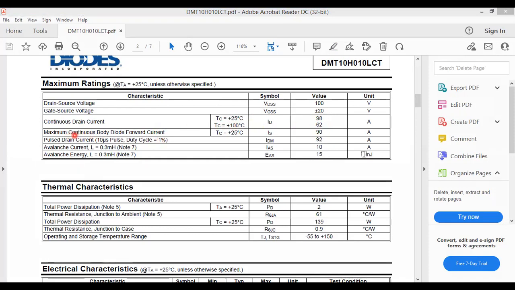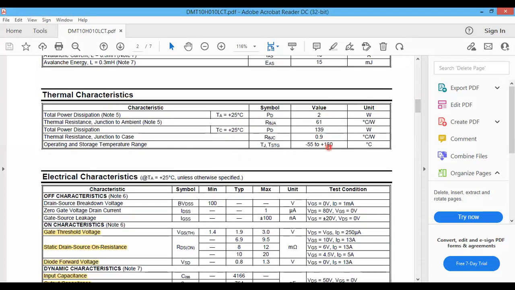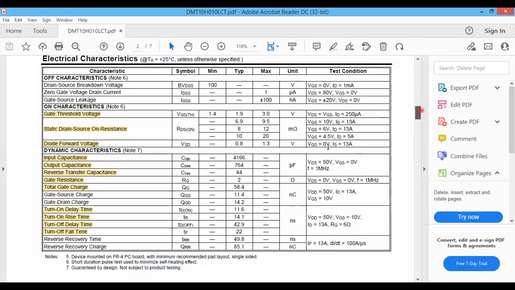So it can drive some pulsed current. The body diode can drive 90 amperes of current, and pulsed current can reach 92 amps. These are the thermal characteristics. The maximum power dissipation is 2 watts. And this is the really important thing.